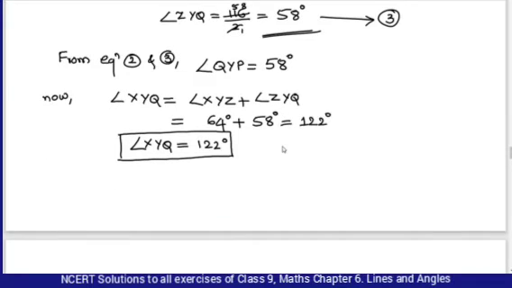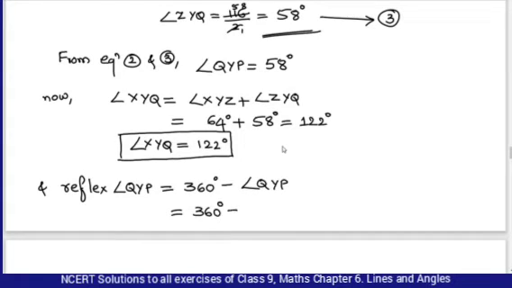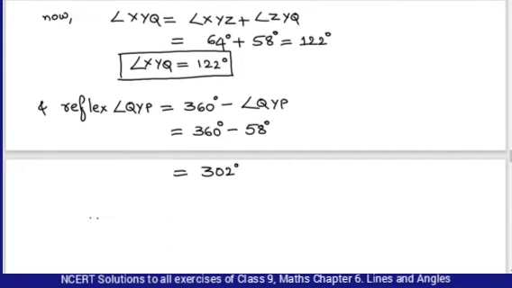Now we got XYQ angle, and reflex angle QYP is equal to 360 minus angle QYP. 360, and angle QYP is 58 degrees. 360 minus 58 is 302 degrees. So reflex angle QYP is equal to 302 degrees.